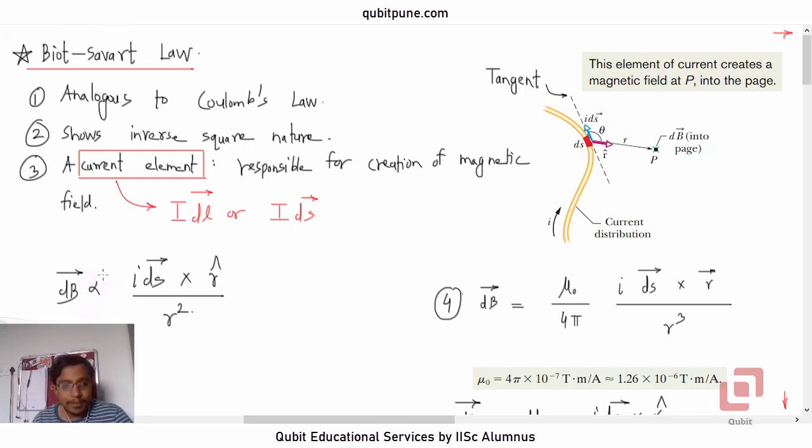Now when the proportionality is replaced by equality, a constant of proportionality gets introduced and we take it as mu naught upon 4 pi. And the value of mu naught is easy to remember. It is 4 pi into 10 raised to negative 7 Tesla meter per ampere. I think you can easily work out the SI unit of this. This is Tesla, so meter cube upon ampere meter squared. So hence it is Tesla meter per ampere.